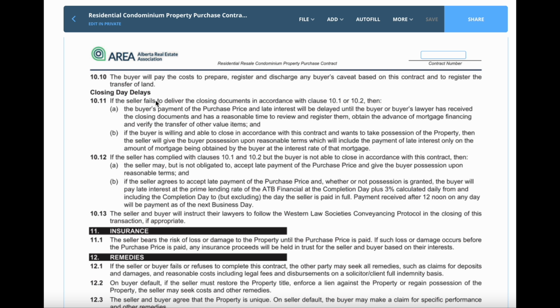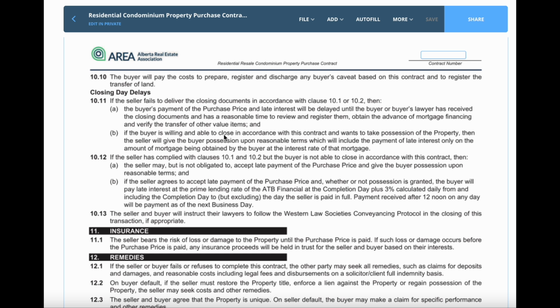And the closing costs. If the seller fails to deliver the closing documents to the lawyers, there will be a late interest, and it will be delayed until the buyer or buyer's lawyer has received the documents. So it is very important to stay in touch with the lawyers, stay on top of them, remind them that the possession date is coming up.